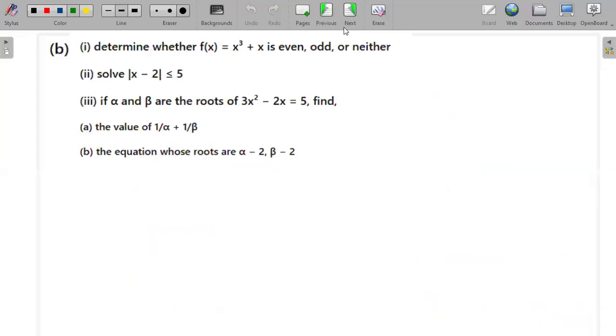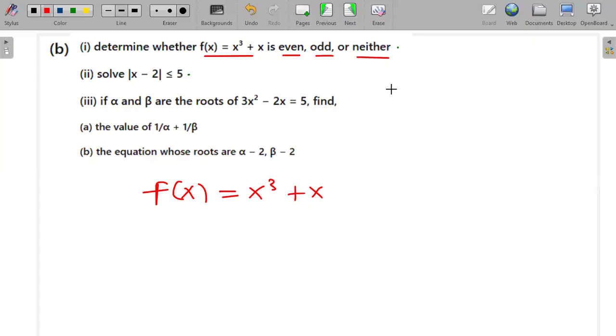So question 2, we have inequalities there. I can see we're testing if this function is even, odd, or neither. And then we have the alpha and beta roots there. So let's go over them step by step. The first one, they're saying determine whether f of x, which is equal to x to the power 3 plus x, is even, odd, or neither.